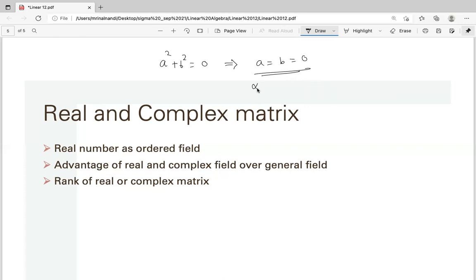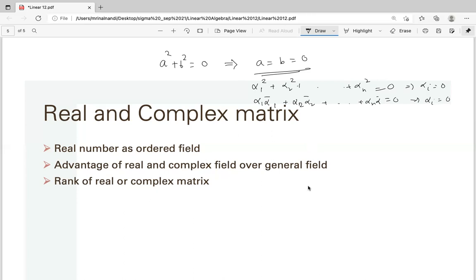In general, you can generalize this: alpha 1 squared plus alpha 2 squared, dot dot dot, plus alpha n squared equal to 0 means all the alphas are 0. And for complex, take the complex conjugate: alpha 1 times alpha 1 bar, alpha 2 times alpha 2 bar. If these sum to 0, then all the alphas are 0 for complex. Using this extra property, we can prove there is some advantage.